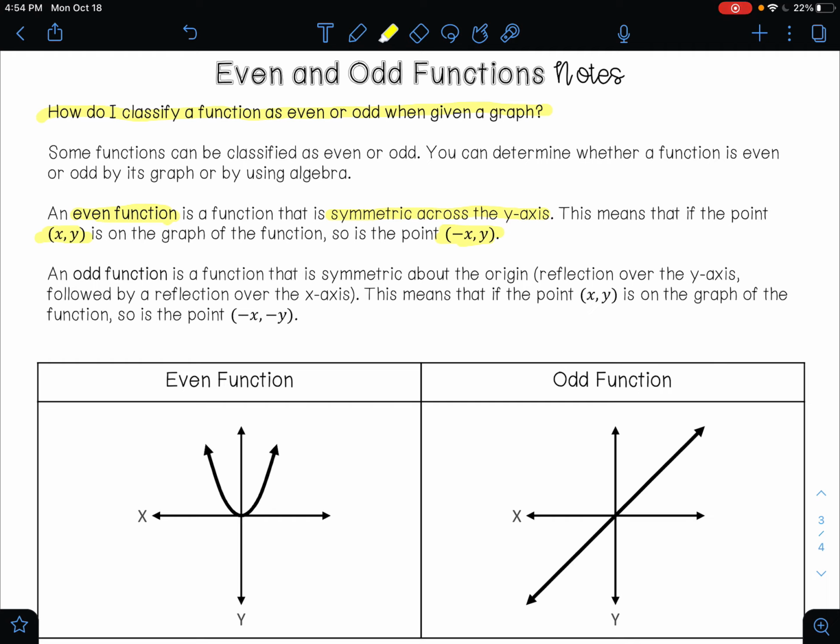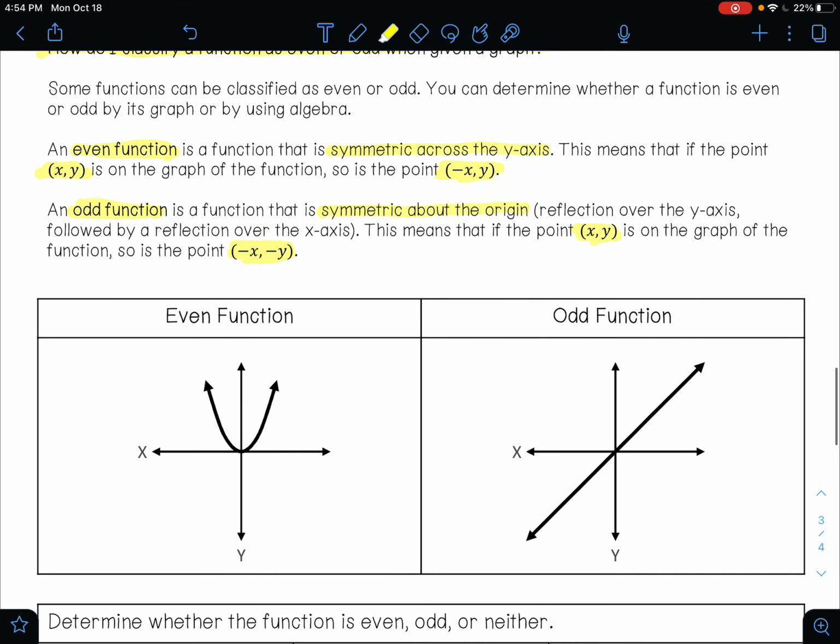An odd function is a function that is symmetric about the origin, meaning that you did a reflection over the y-axis and then a reflection over the x-axis. This means if the point (x, y) is on the graph, so is the point (-x, -y).